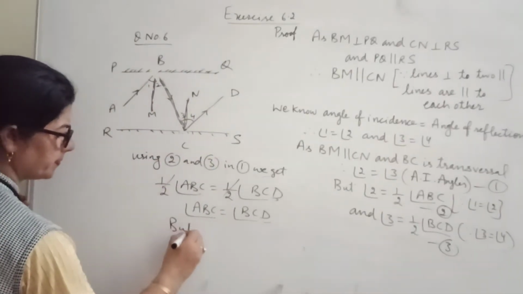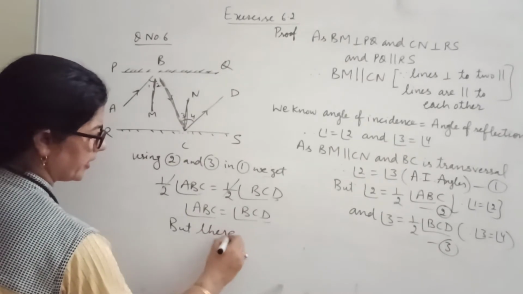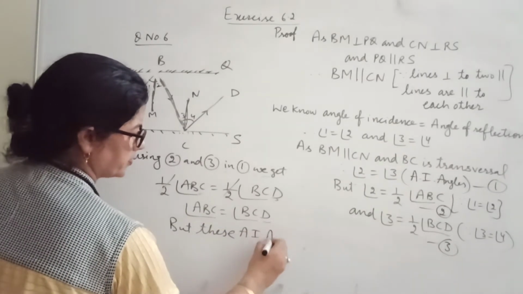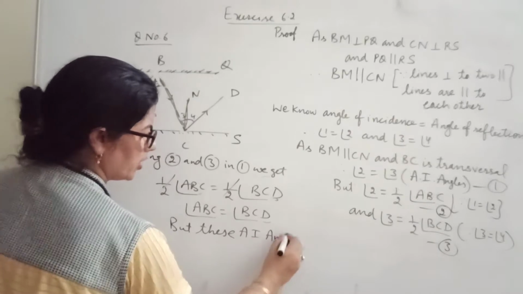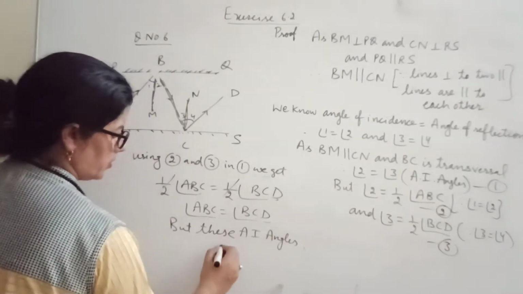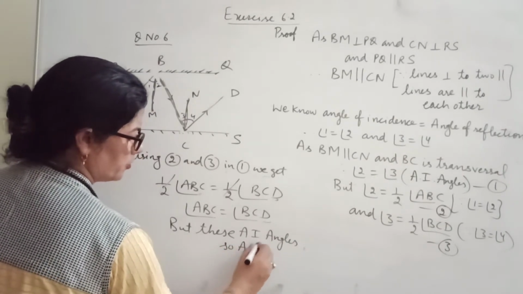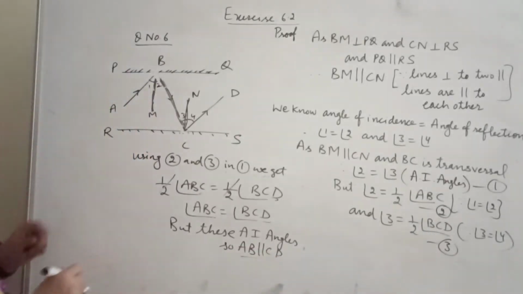But these are alternate interior angles. Therefore, we can say AB parallel to CD. This we wanted to prove here.